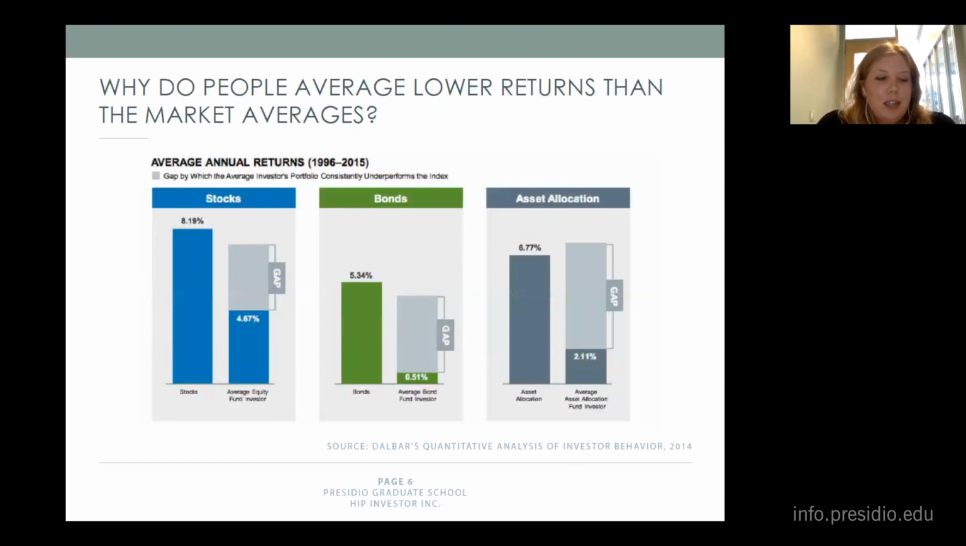Since 1994, Dalbar's quantitative analysis of investor behavior has measured the effects of investor decisions to buy, sell, and switch into and out of mutual funds over short and long-term timeframes.